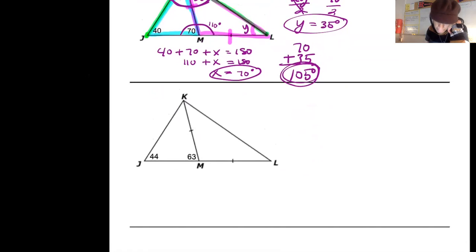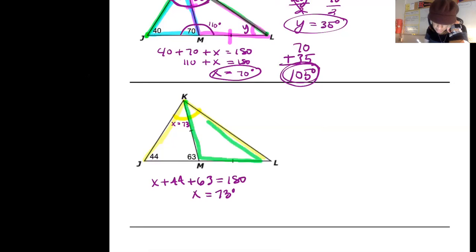One more. Again, remember that you are looking for JKL. I'm looking for this right here. So let's get this one first. X plus 44 plus 63 equals 180. Use my equation solver, and I'm going to get 73 degrees. X equals 73. Now I'm gonna move into this bigger isosceles triangle right here.